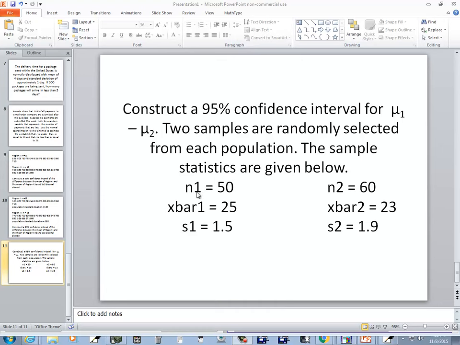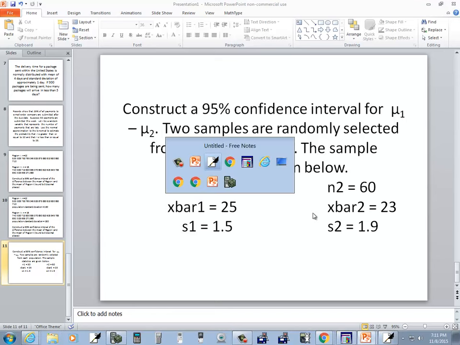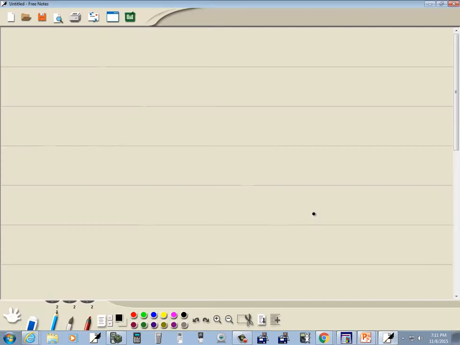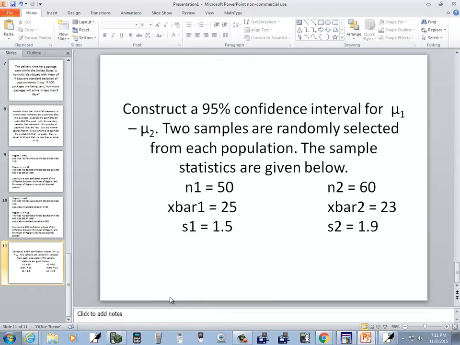So we've got N1, X bar 1, S1. Excuse the horrific notation here, but it just wasn't very easy to make subscripts in here. So, okay. Well, first off, nowhere do I see sigma given, so that tells me exactly which one to use.